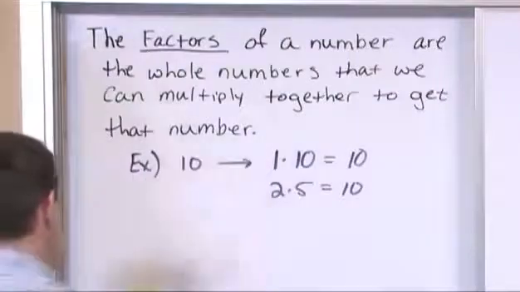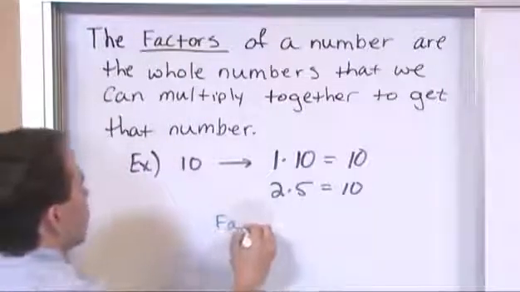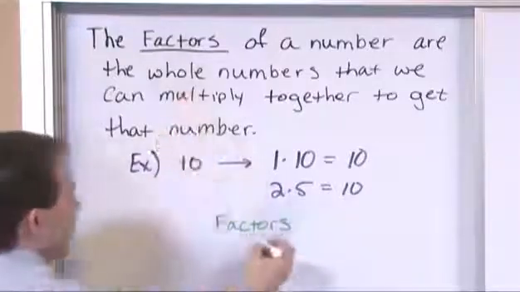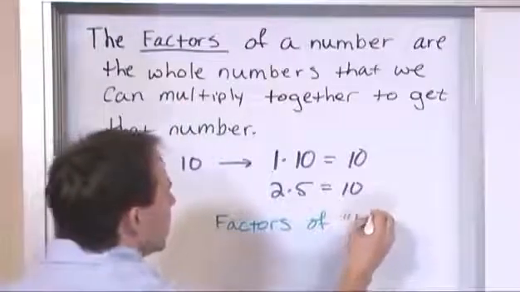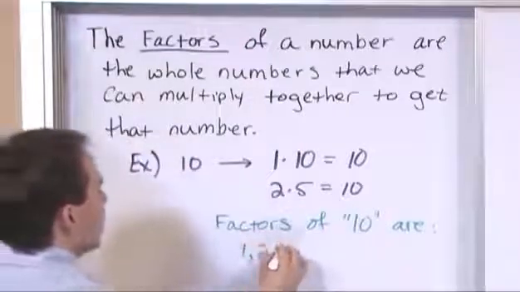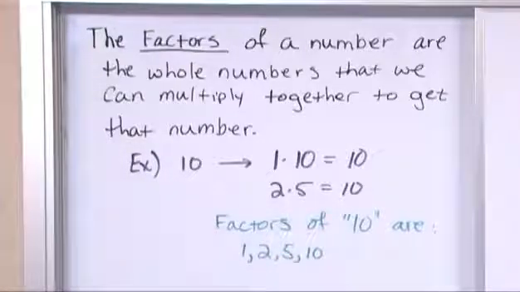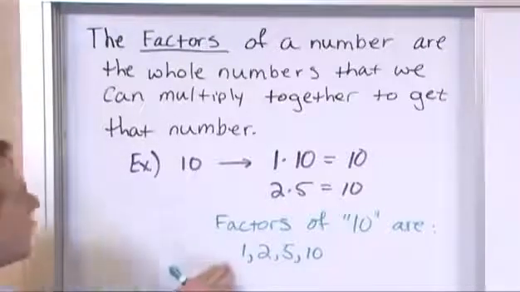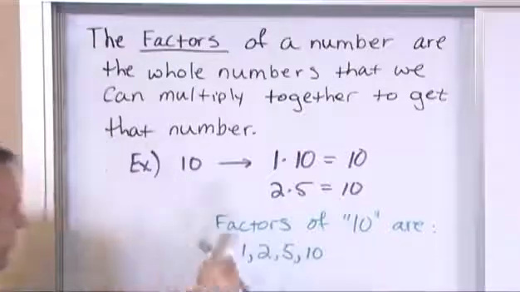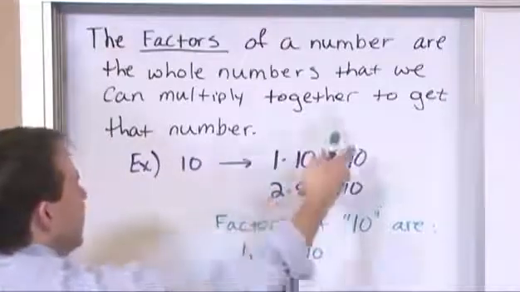So what we've learned from this is the factors, which is the word we're trying to learn here, of the number 10 are 1, 2, 5, and 10. That's it. So if on a test you were asked, what are the factors of the number 10, or what are the factors of the number 12, or whatever it is, then really what you're trying to do is find out what whole numbers, no decimal points anywhere, you can multiply together to give you 10.